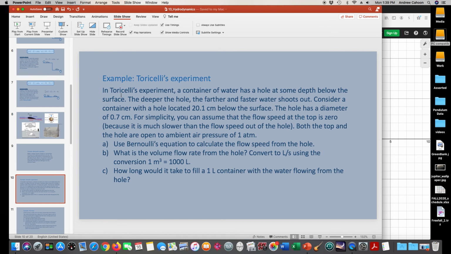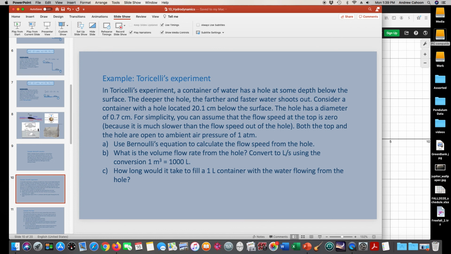So we're going to take the case where a hole is 20.1 centimeters below the surface. The hole has a diameter of 0.7 centimeters, and we can assume that the flow speed at the top is 0, again like the previous example, because it's so much slower than the flow speed down at the bottom.